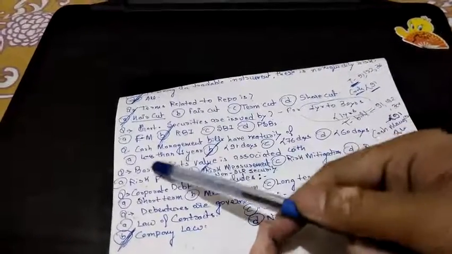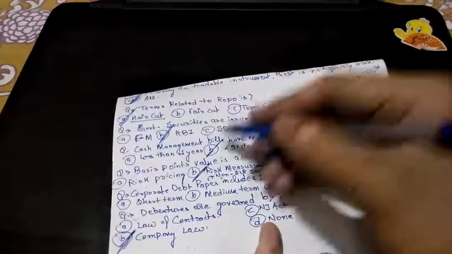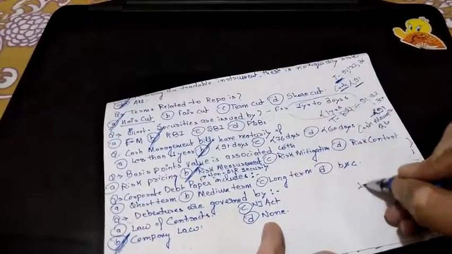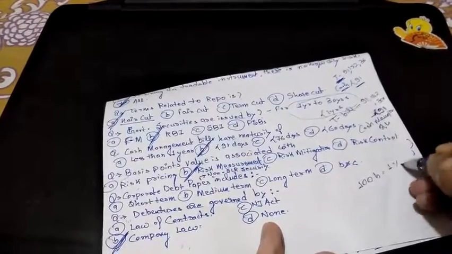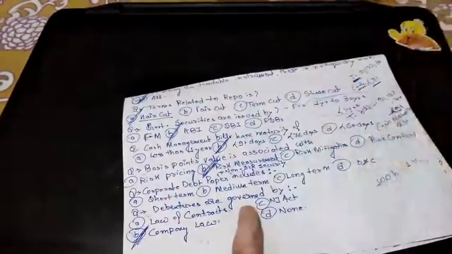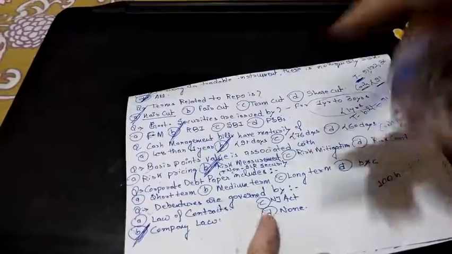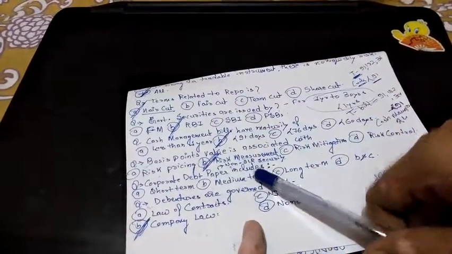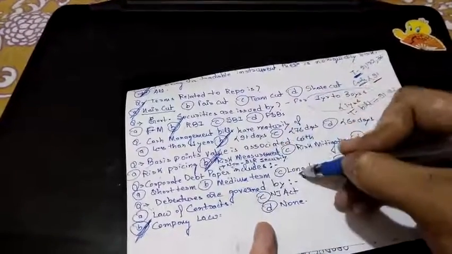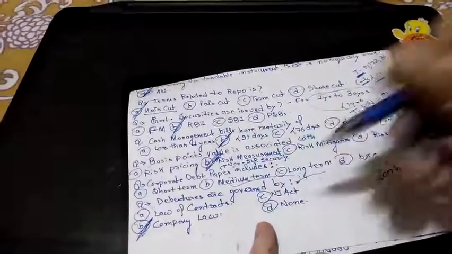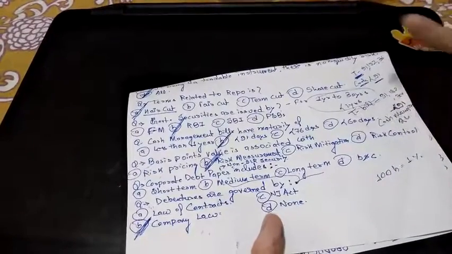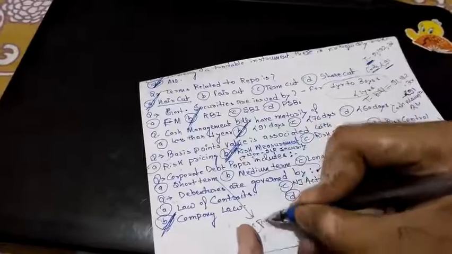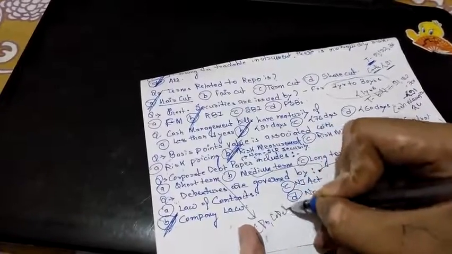Now, next question. Cash management bills have a maturity of less than 91 days, as we have discussed. Basis point value is associated with, you know that 100 basis points is equal to 1%. So it is a risk measurement; this basis point concept is used in the risk measurement process. Next question, corporate debt paper includes medium term and long term, because corporate debt paper is meant for long term money instruments. For the short term, the company issues commercial papers, certificates of deposit, etc.